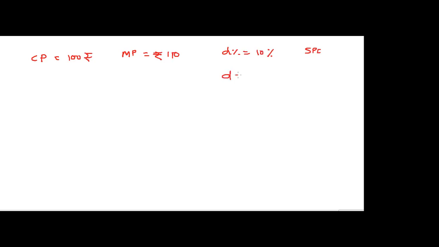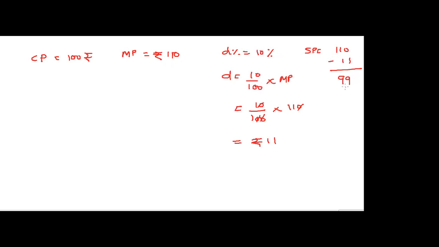So discount will become 10% of mark price, so it will become 10 upon 100 of mark price 110. So it will become 11 rupees. Are you understanding? If the discount is rupees 11, that 11 has to be subtracted from the mark price. That's how we're going to get the selling price. So selling price will become 110 minus 11, so it will become 99 rupees.